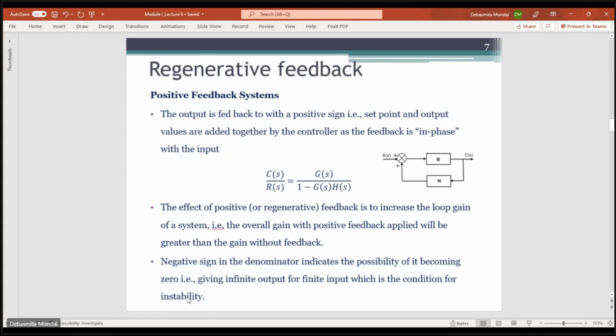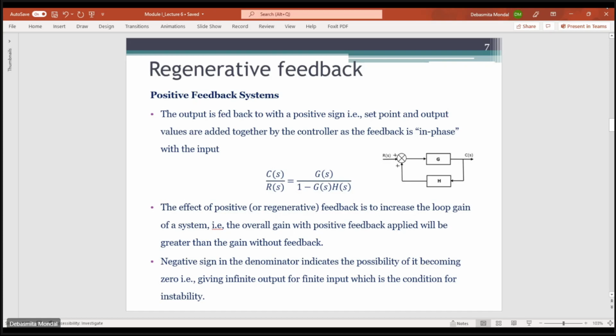Till now, we were mostly talking about negative feedback systems. Negative feedback means that whatever was coming from the output into the comparator went in with a negative sign. So we were taking the difference between the reference input and the output that we get from the feedback sensor. Now, instead of a negative feedback system, you can have a positive feedback also.